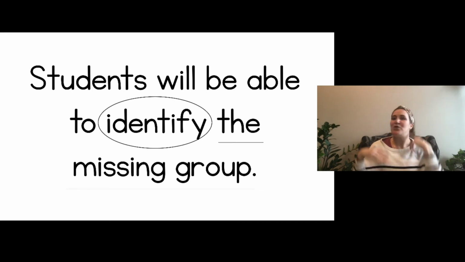We said that students will be able to identify the missing group. And we did that. We did that with fish and ants. We thought about how many do we see, how many are there supposed to be, and how many are missing. And we did such a good job.